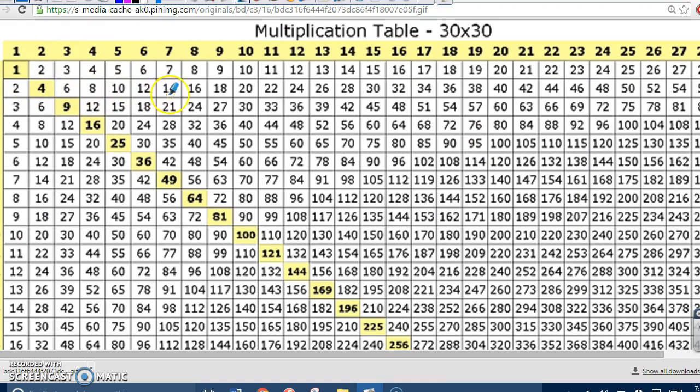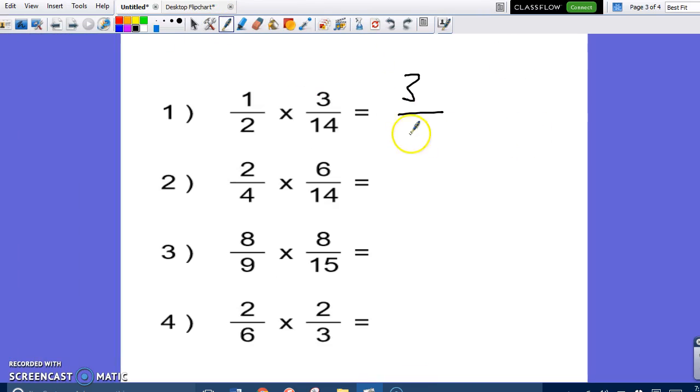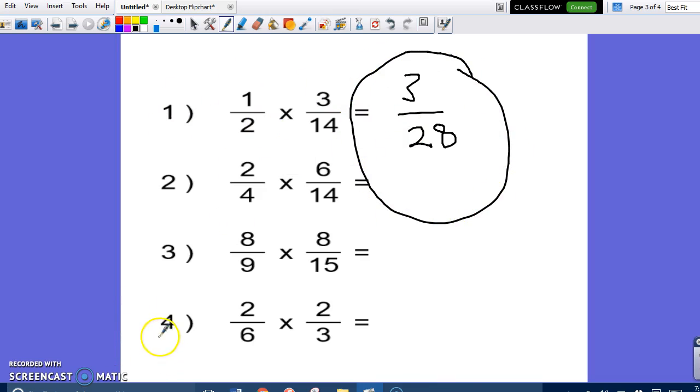So I got my 2. I'm going to go all the way over to 14. Look at that, 28. Okay, so now I know that my denominator is going to be 28. Remember, I already tried reducing diagonally, so I know that this is the final answer right here.